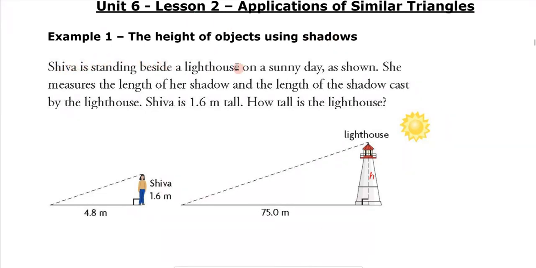Shiva is standing beside a lighthouse on a sunny day as shown. She measures the length of her shadow and the length of the shadow cast by the lighthouse. Shiva is 1.6 meters tall. How tall is the lighthouse?